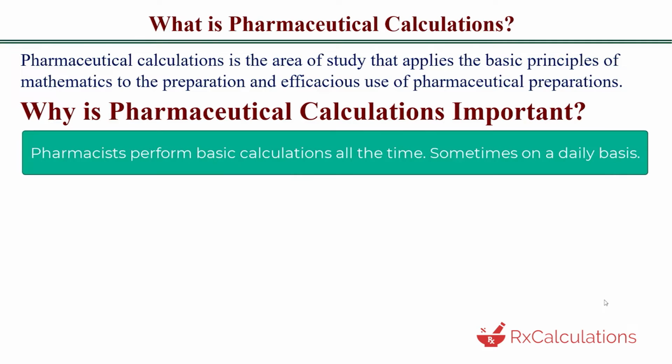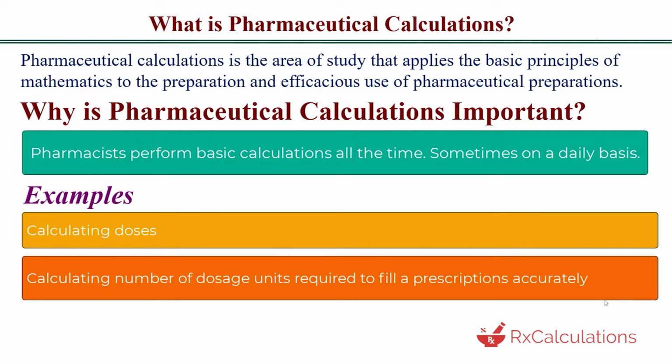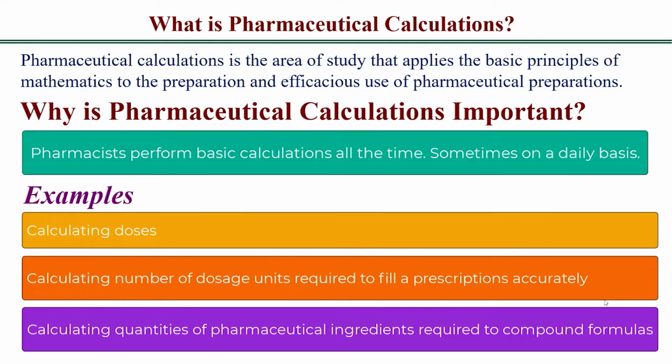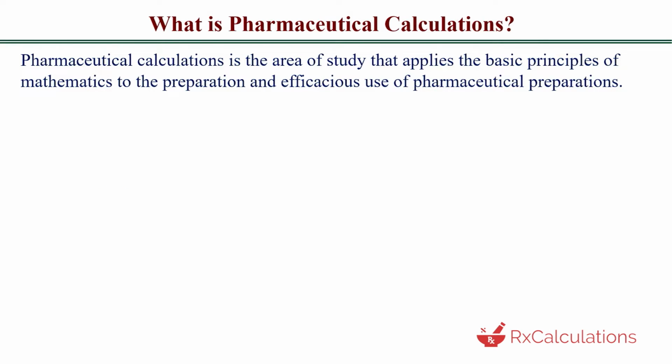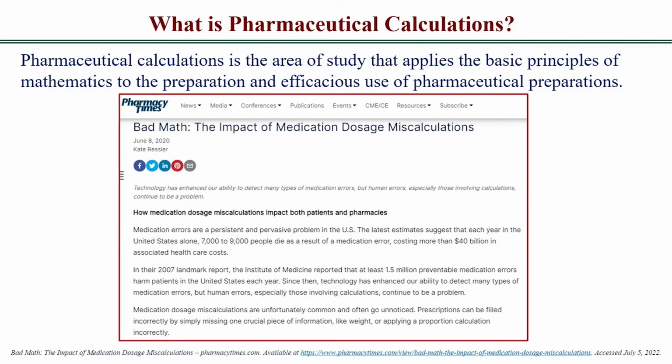As a pharmacist, you're going to be performing basic calculations sometimes on a daily basis. For example, you may need to calculate doses. You may need to determine the number of dosage units required to fill prescriptions accurately. You may also need to determine the quantities of pharmaceutical ingredients required to compound formulas, and so on. Even from those three examples, you will notice that if you performed pharmaceutical calculations incorrectly, the consequence to the patient could be detrimental.